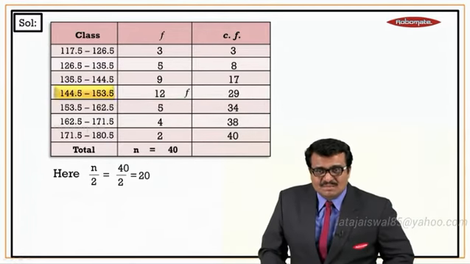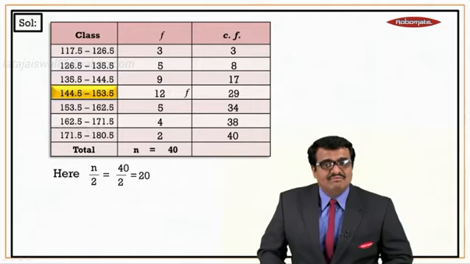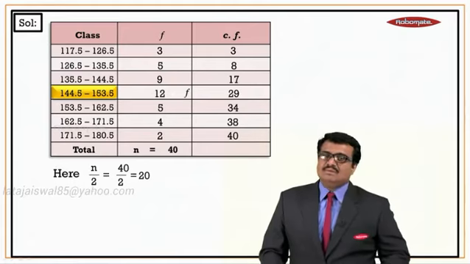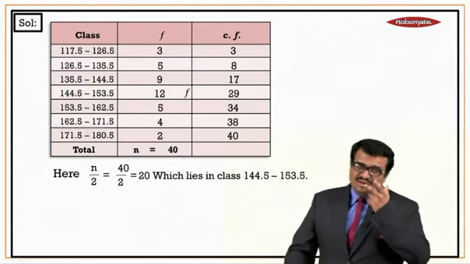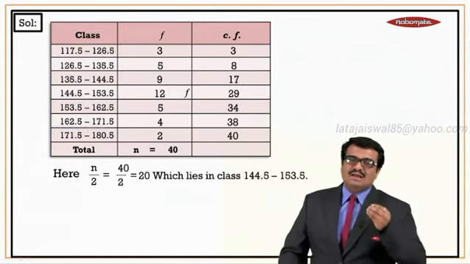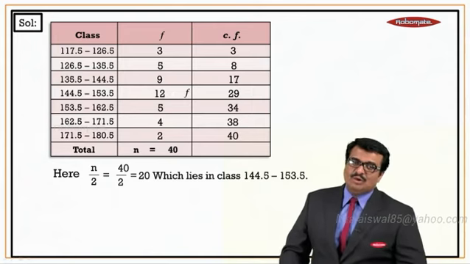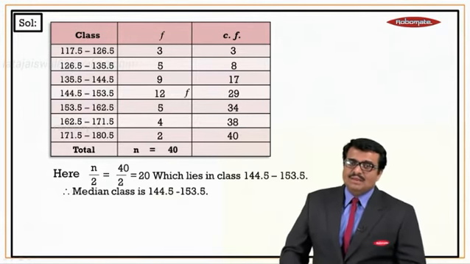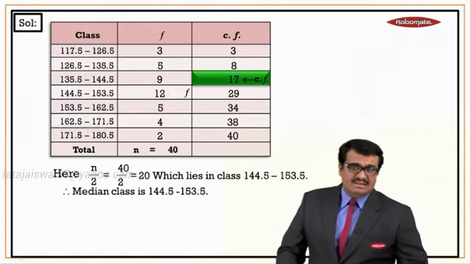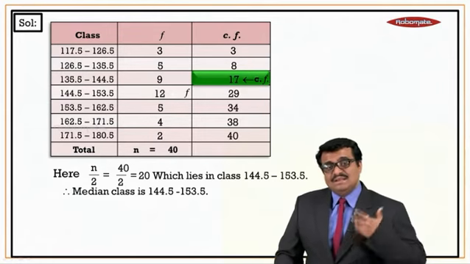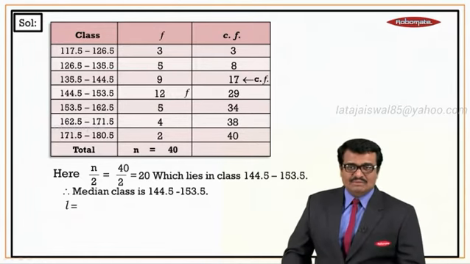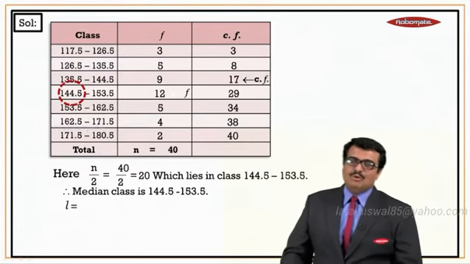So the median class becomes 144.5 to 153.5, and 12 is the frequency of the median class. This 29 is in the class 144.5 to 153.5, so that becomes the median class. Therefore, the median class is 144.5 to 153.5. Then this is the CF, the cumulative frequency of the class preceding the median class. So what we get is L is equal to the lower limit of the median class, which is 144.5.